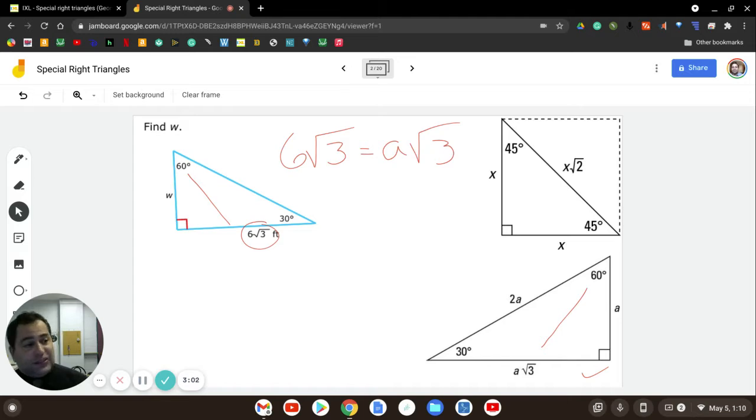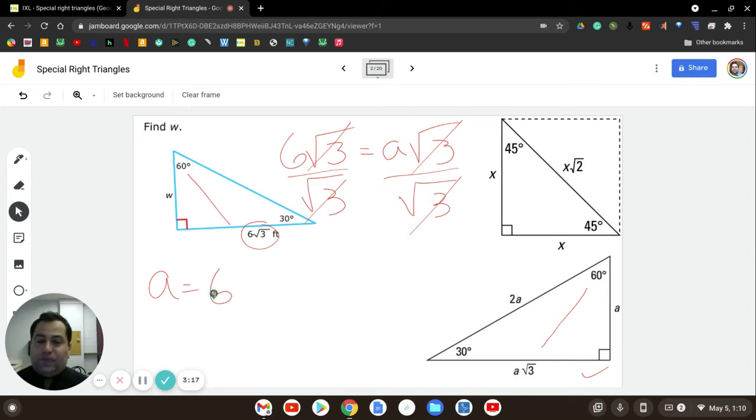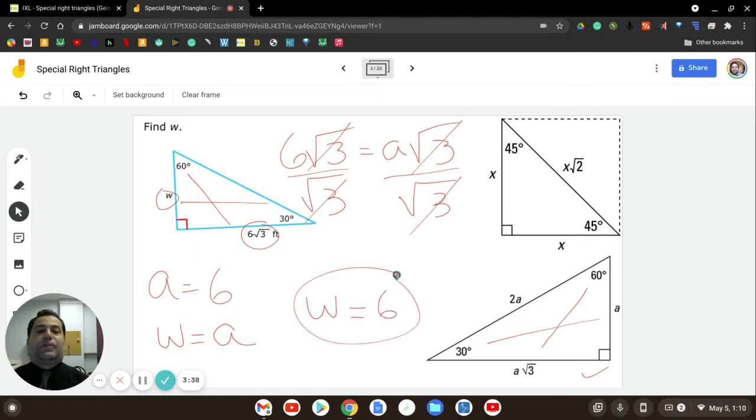And what I can do here is solve for A. So if I divide by square root of 3 on both sides, I can cross off what I have in common, square root of 3 on top, square root of 3 on the bottom, and I get A is equal to 6. I go back to my problem, and I want to find W. Well, W is opposite 30 degrees. Opposite 30 degrees is A. So I know that W equals A, but I know that A is 6, so I can say that W is 6.